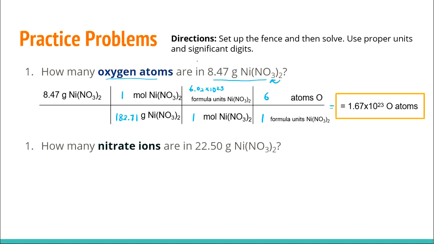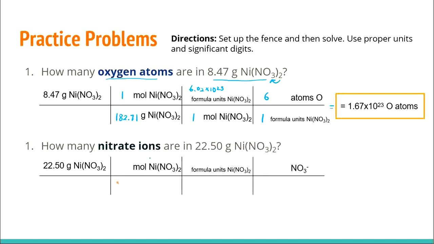Pause the video here and try the nitrate ions. Play the video when you're ready to check your answer. So this setup is similar to our previous problem. Given grams of nickel(II) nitrate, you go to moles of nickel(II) nitrate. You have to go into formula units of nickel(II) nitrate first, and then you can figure out the nitrate ions. So again, we have 4 fences, copy down the units, and then fill it in.